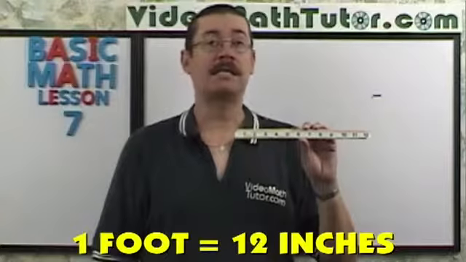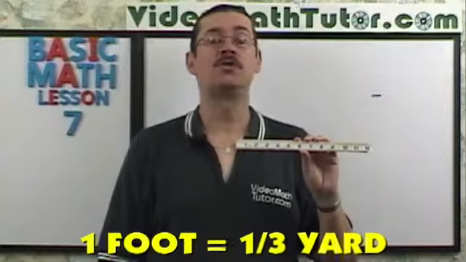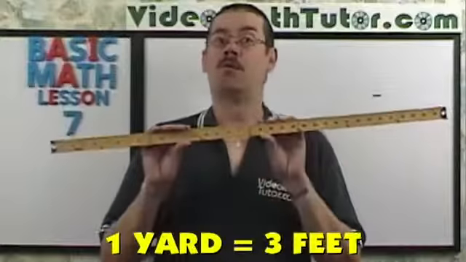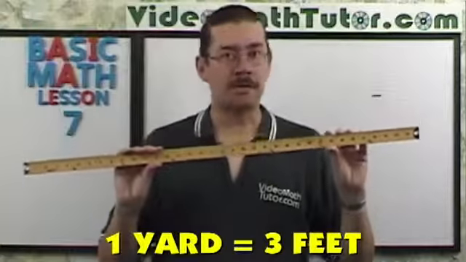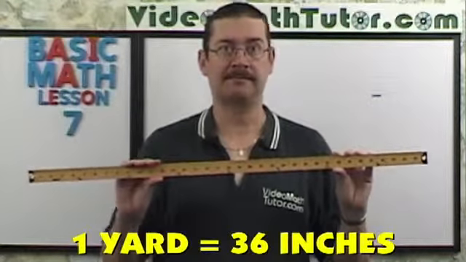1 foot is equal to 12 inches. It's also equal to 1/3 of a yard. 1 yard is equal to 3 feet. It's also equal to 36 inches.